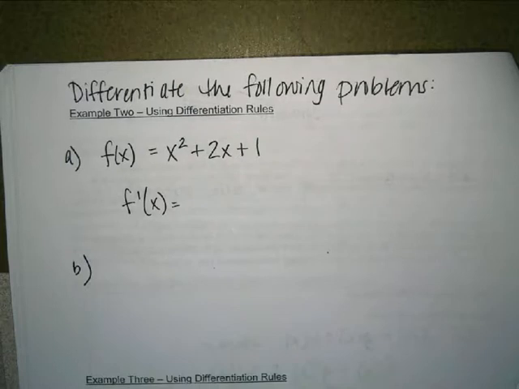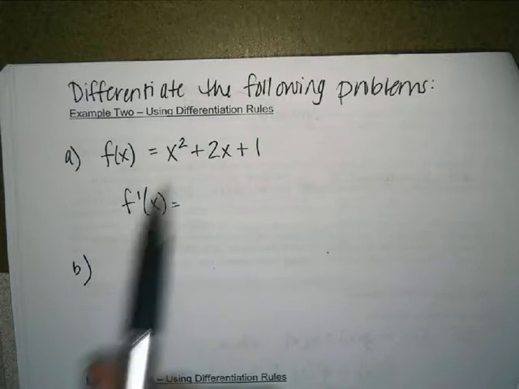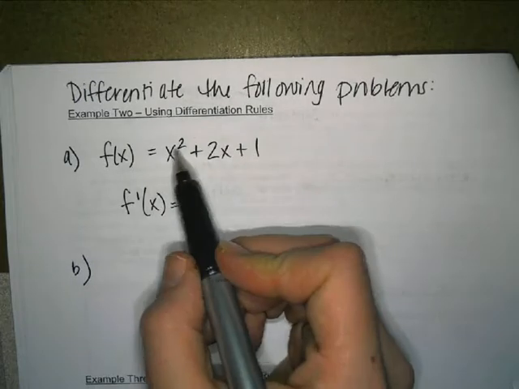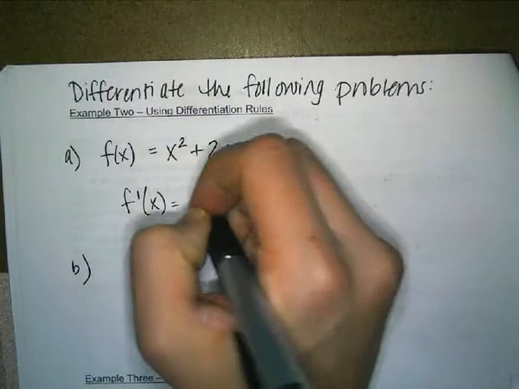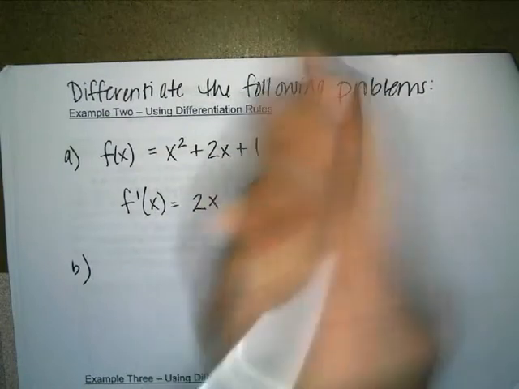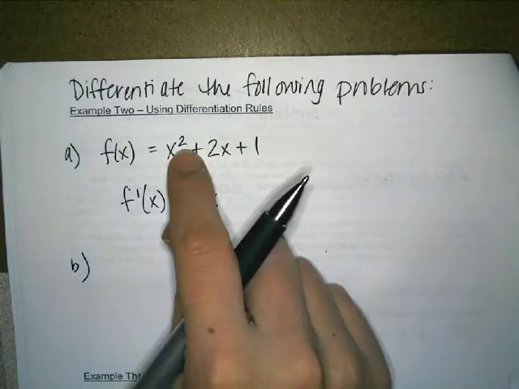Alright, the power rule states that you multiply the term by the original exponent. So the original exponent here was 2. And then you subtract 1 from the exponent. So 2 minus 1 gives you 1.